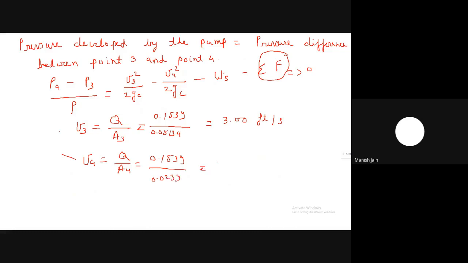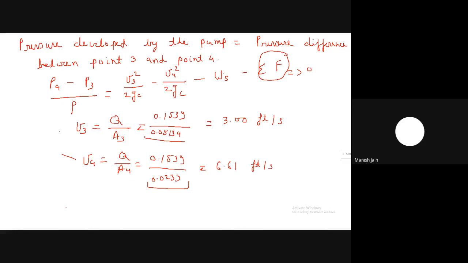So that will come around 6.61 feet per second. Check this value, because I think there is some mistake here in the calculation. I already had the calculation, so I could not check it in between the class. Just check whether this value is correct or not. Okay, the process will be the same.